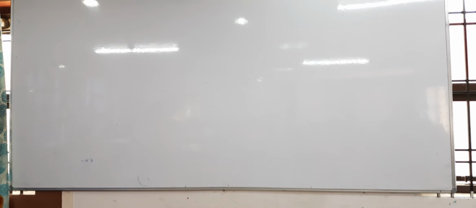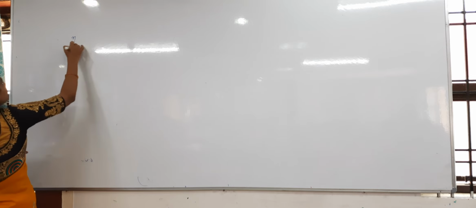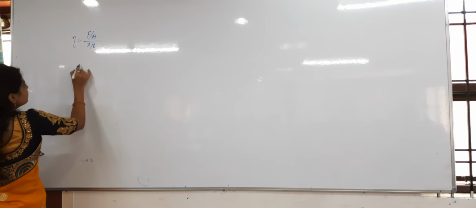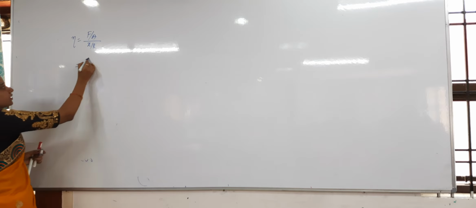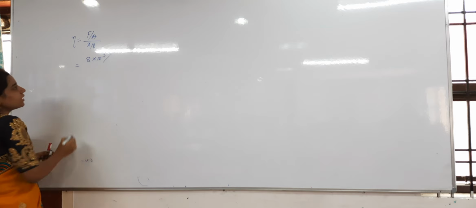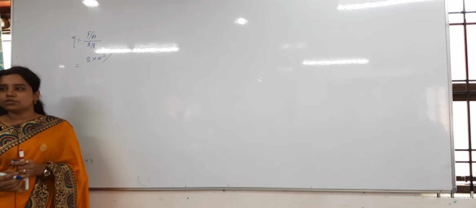See, I am asking to find out the rigidity modulus there. So eta is equals to, what is the formula? Eta is equals to F by A divided by X by L. How much force is applied? 8 kilonewtons. That divided by area. And L is how much? Length is 4 centimeters.